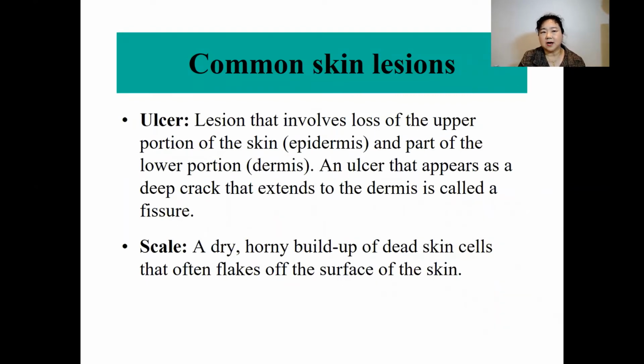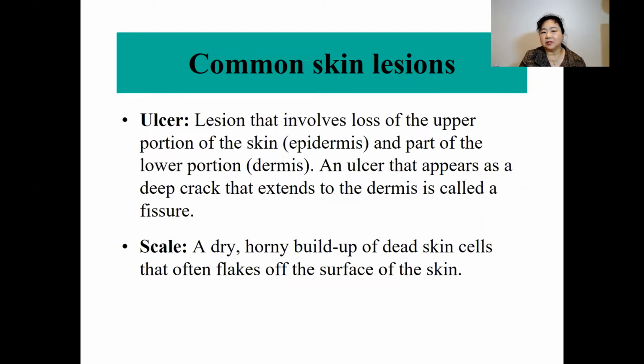Now, an ulcer is a lesion that involves loss of the upper portion of the skin, the epidermis, and a part of the lower portion, the dermis. So it's loss of epidermis and part of the dermis. An ulcer that appears as a deep crack that extends to the dermis is called a fissure.